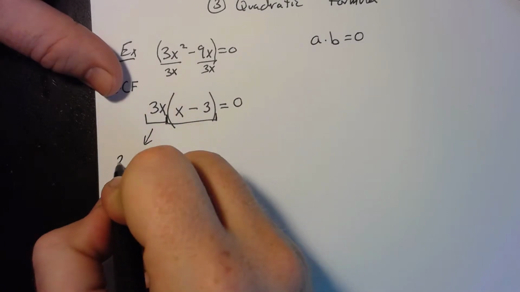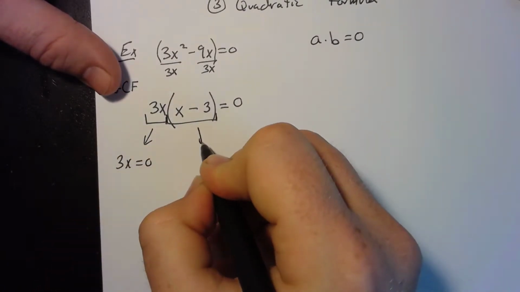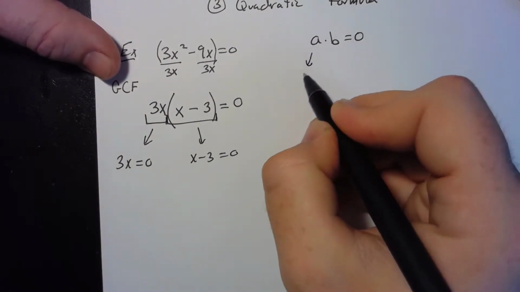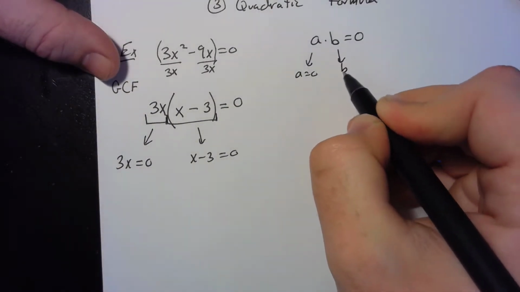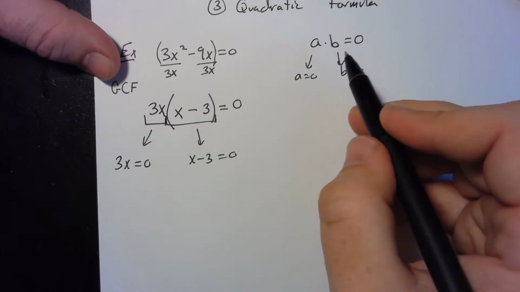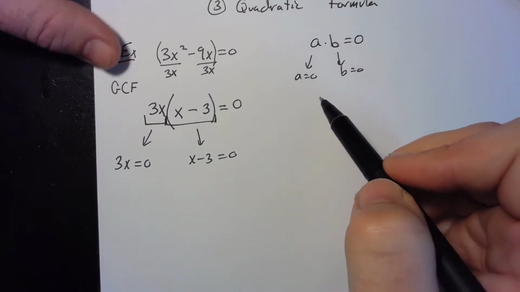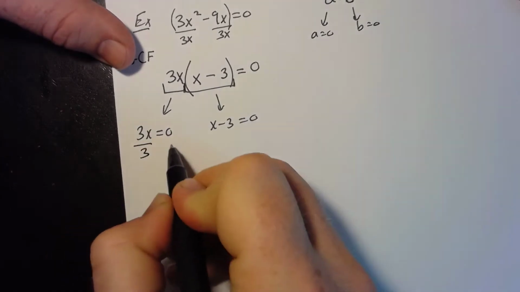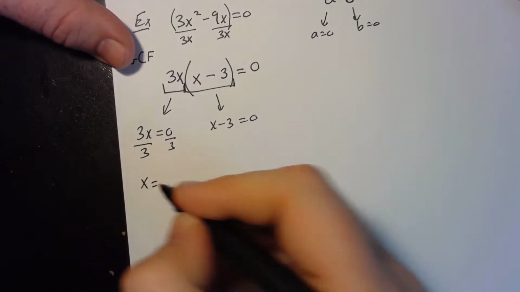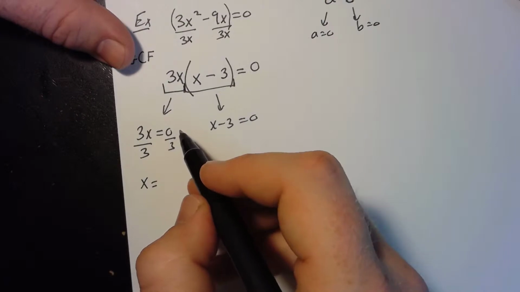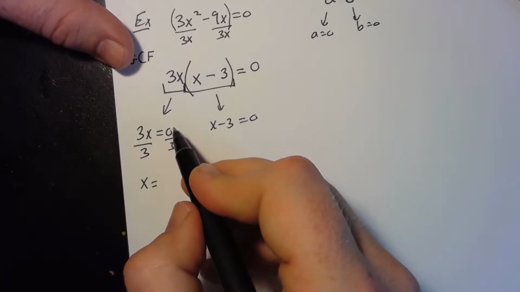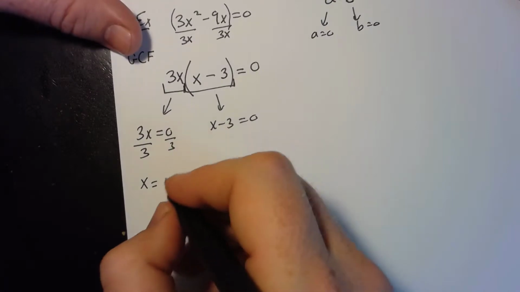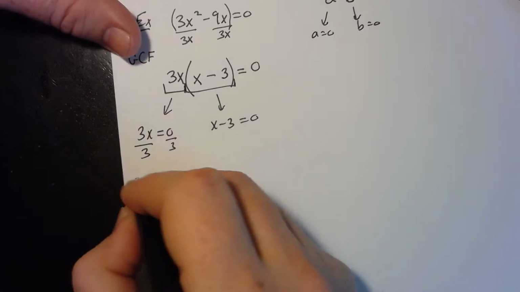So my two options are 3x equals 0 or x minus 3 equals 0. Again, either a had to be equal to 0 or b had to be equal to 0. It could be both, but it has to be at least one. So in this case, I'm going to check both possible cases. If 3x equals 0, I'll divide both sides by 3. And now, the difference between 0 divided by 3 and 3 divided by 0 is that I have, say, 0 pizza, and I'm dividing it between 3 people. No one gets any pizza. So x equals 0.